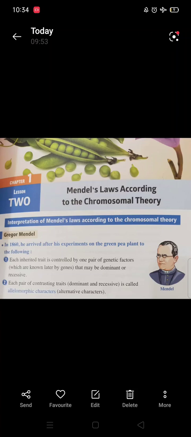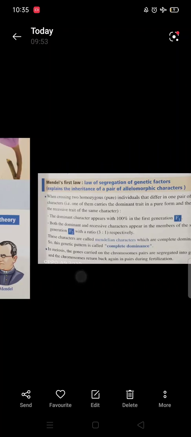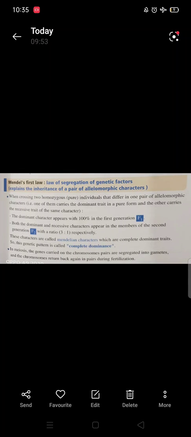Mendel was a scientist who studied the transfer of traits or characters from one generation to another. He divided genes into dominant and recessive genes. In Mendel's first law, we studied that we have dominant traits and recessive traits.